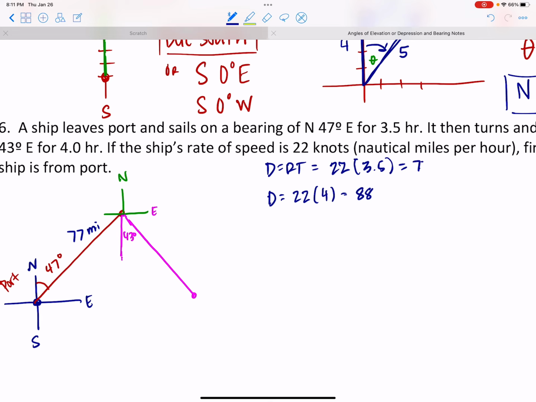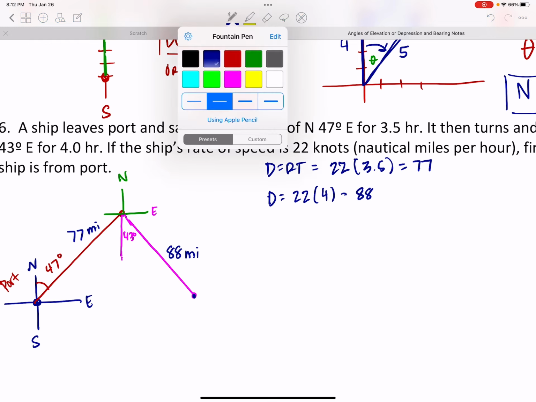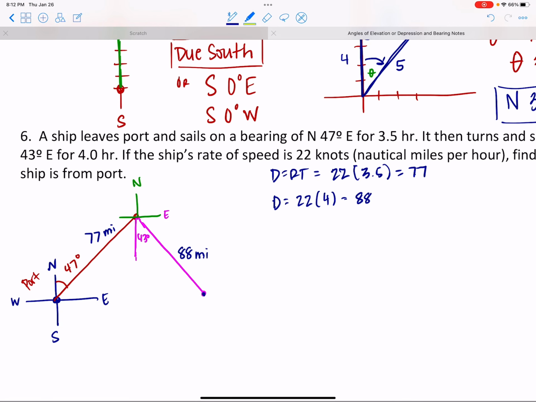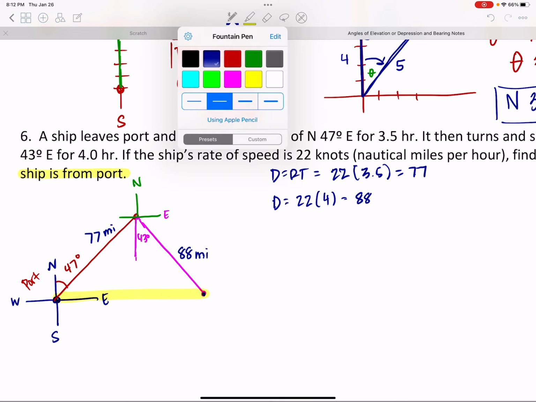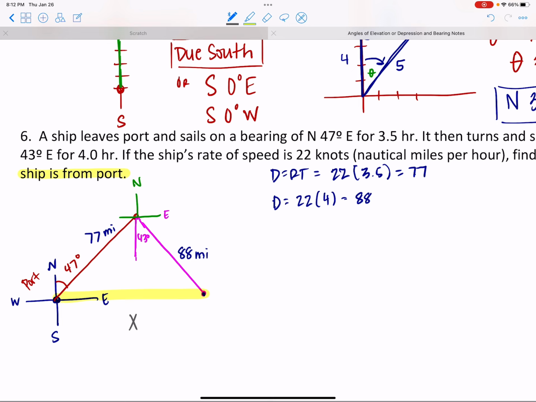This was 77 over here, so this is going to be 88 miles here. So we're going north 47 east for 77 miles, and then we turn. We're going south 43 degrees east for 88 miles, and that's where we land. Then it asked us to figure out the distance the ship is from the port. This is our distance that we're looking for here, and we can call that x. So how do we figure out what x is?